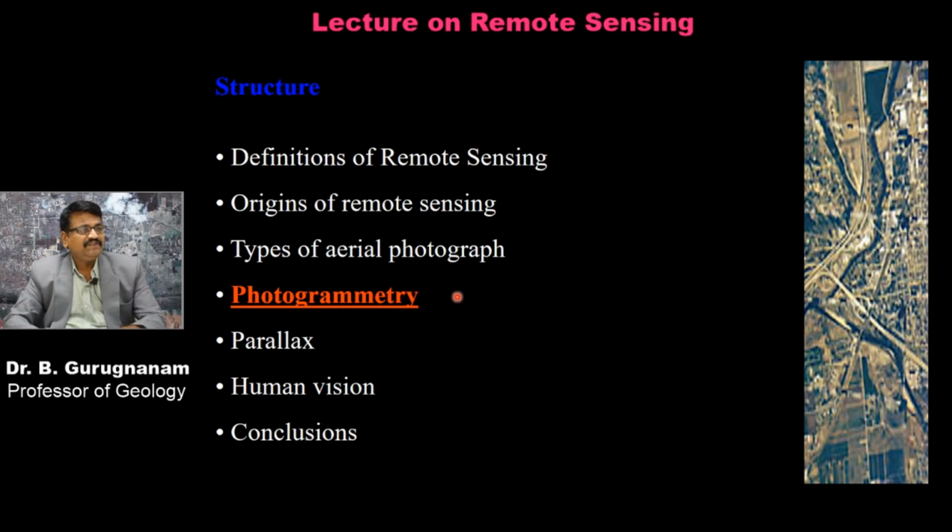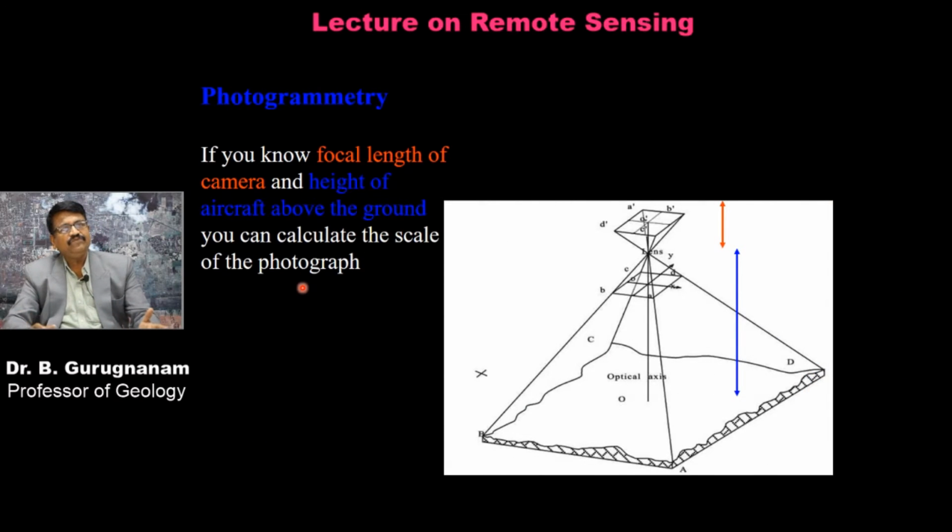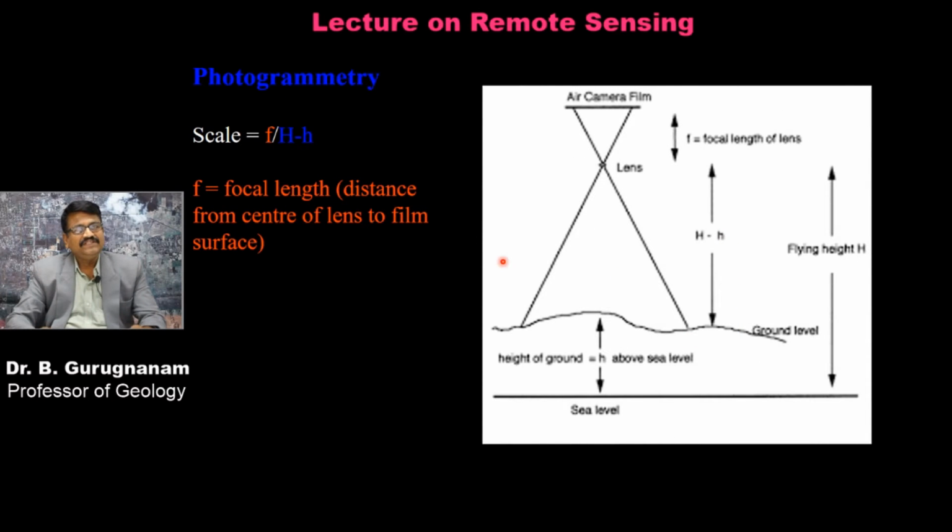Coming to the next part of the discussion, photogrammetry. Grammetry comes from mathematics, so it is mathematics in the photograph. As I have already told you, if you know the focal length of the camera, which is always given in the camera, and the height of the flight at which you took the photograph, you will be able to understand the photo scale. So this is the photo scale.